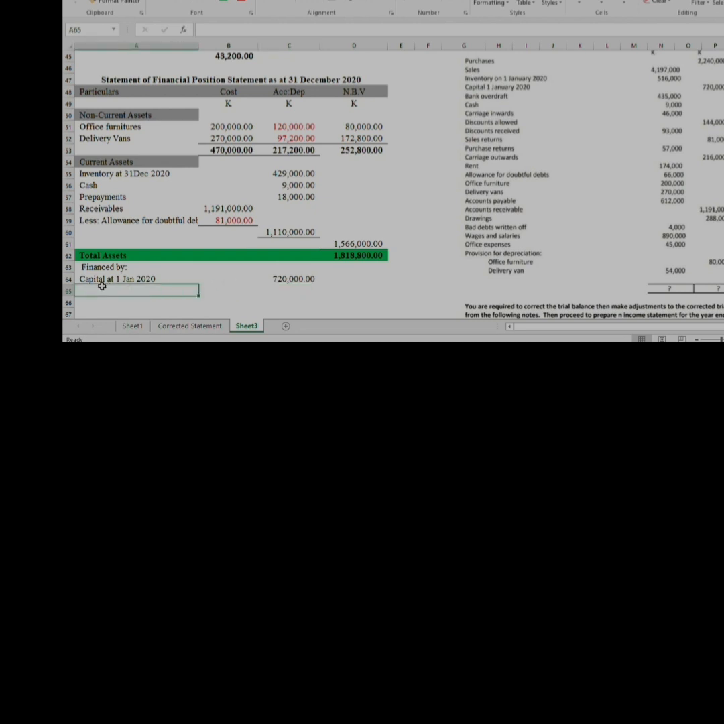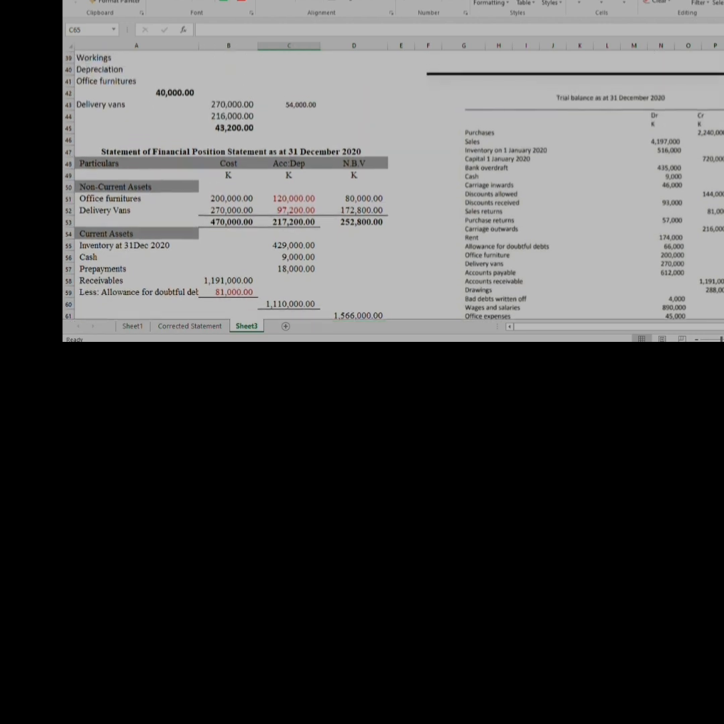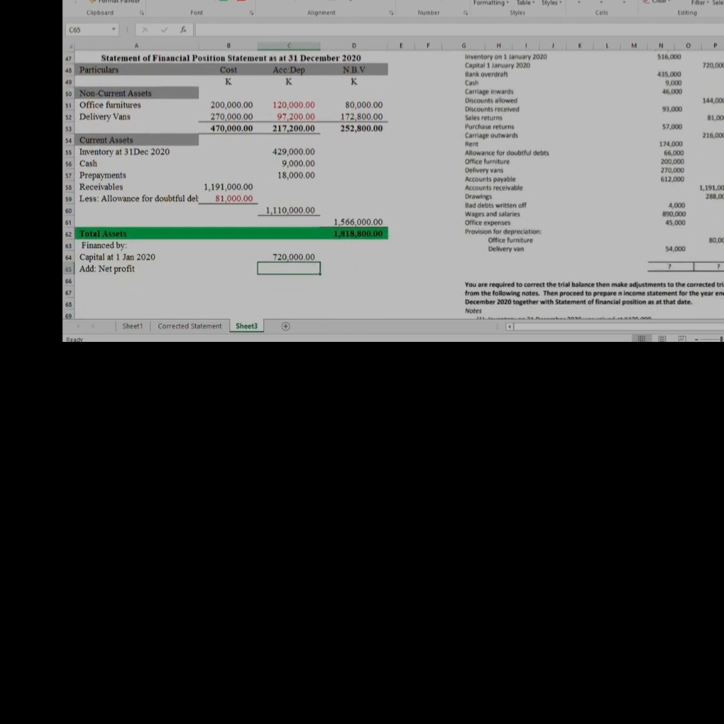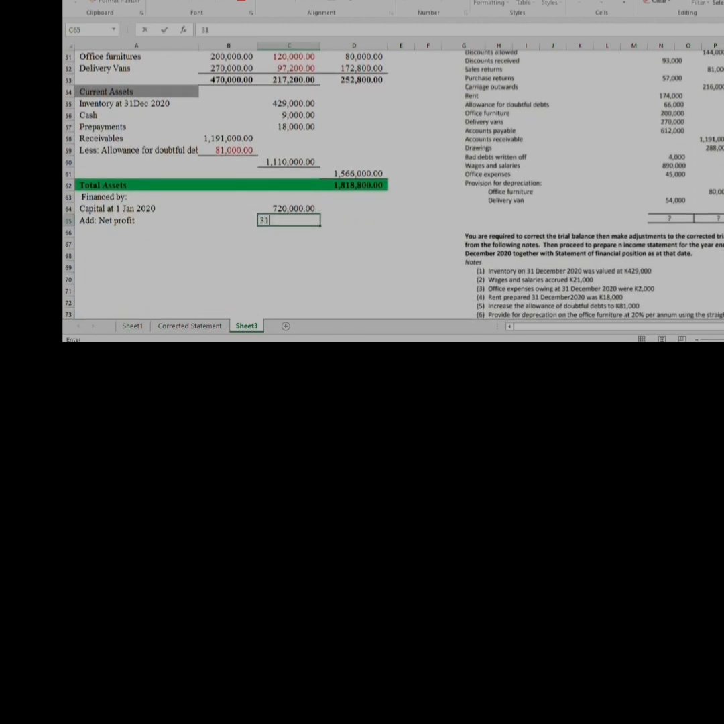Then you add the net profit which we just found. So we add net profit there, which is 316,800. So we add these two, and you have 1,036,800. Then you less the drawings.